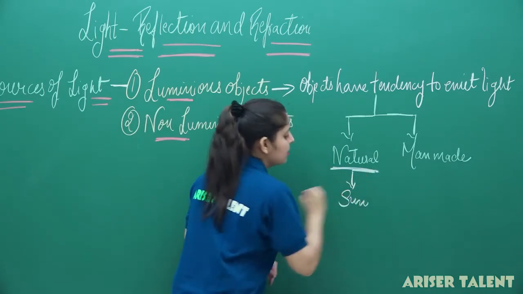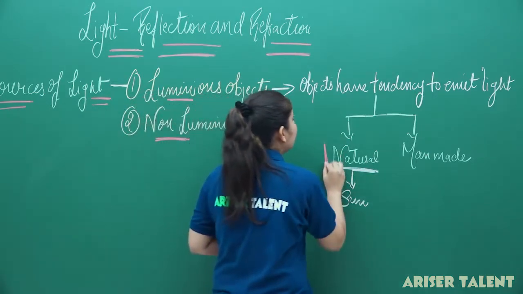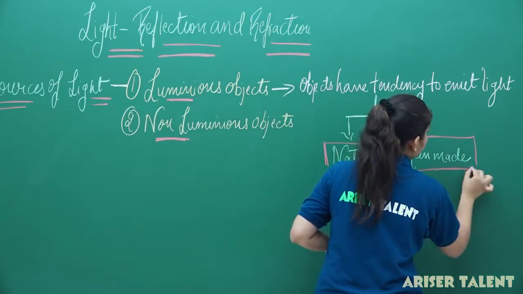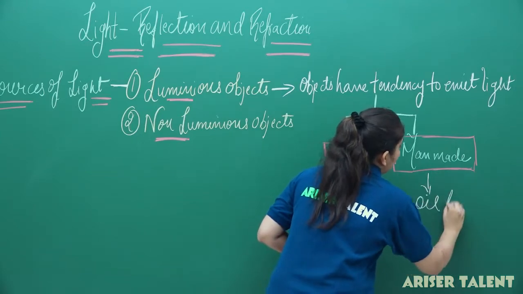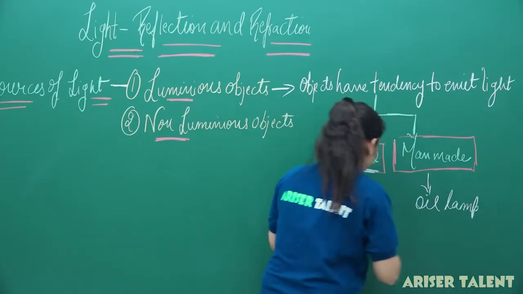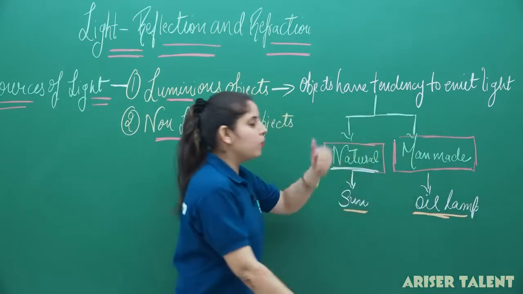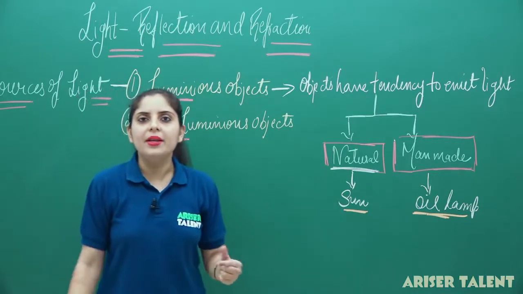But if I am talking about man-made luminous objects, an example is an oil lamp. If we are using an oil lamp, it will be an example of a man-made luminous object. So, this is the category of objects which have a tendency to emit light.